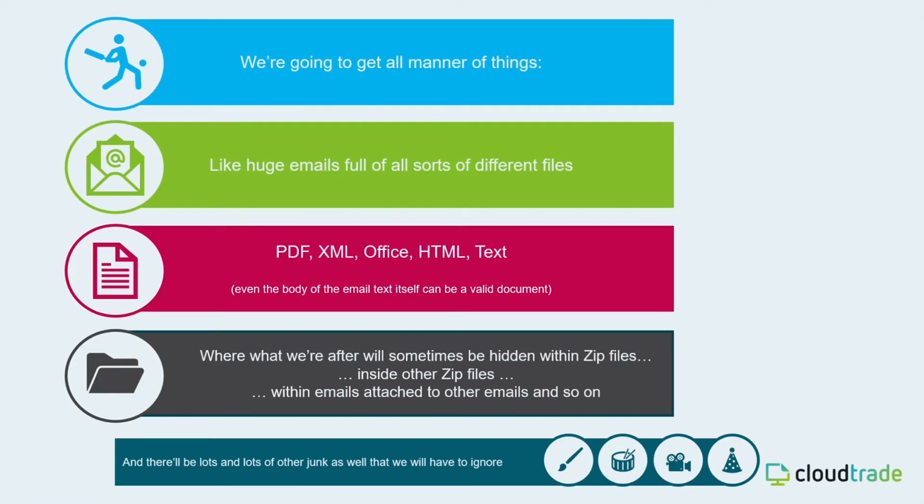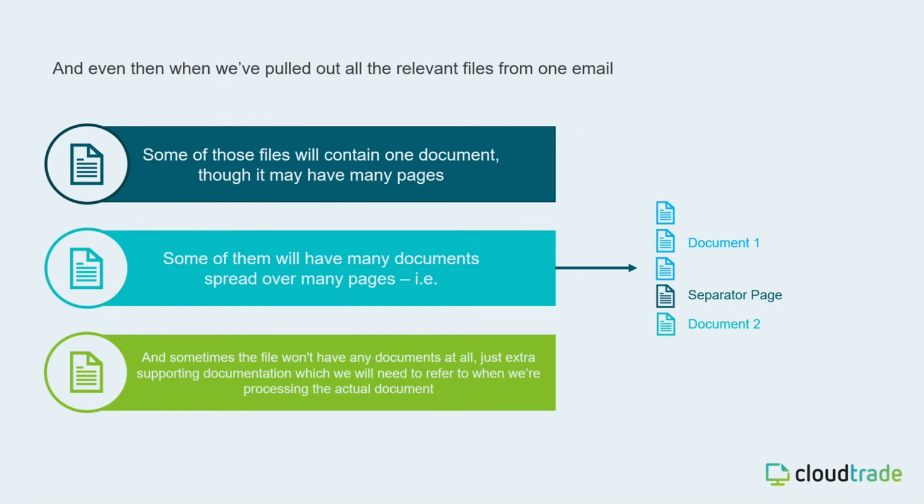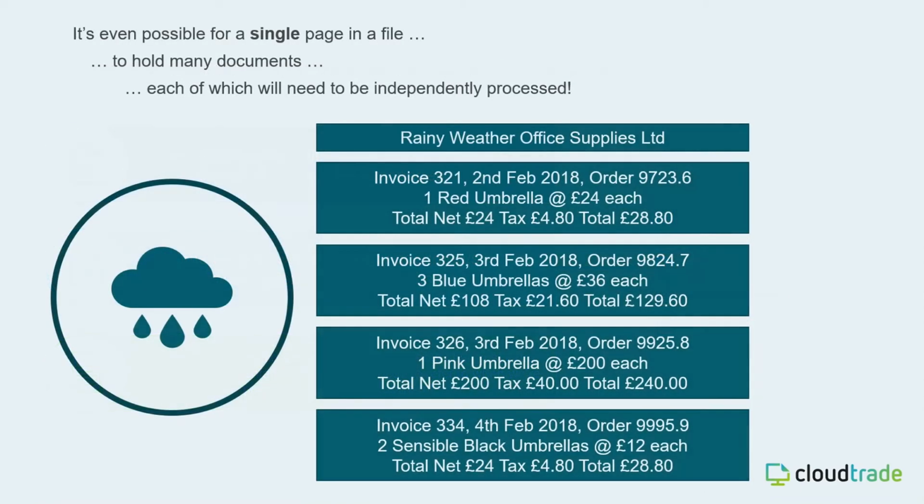And even then, when we've pulled out all the relevant files from one email, some of those files will contain one document, but it might have many pages. Some of them will have many documents spread over many pages, perhaps separated pages. And sometimes the file won't have documents at all, just supporting documentation which we might need to refer to when we're processing your actual document. It's even possible for a single page in a file to hold many documents, each of which should be independently processed, like in this example here, 4 invoices all on one page.